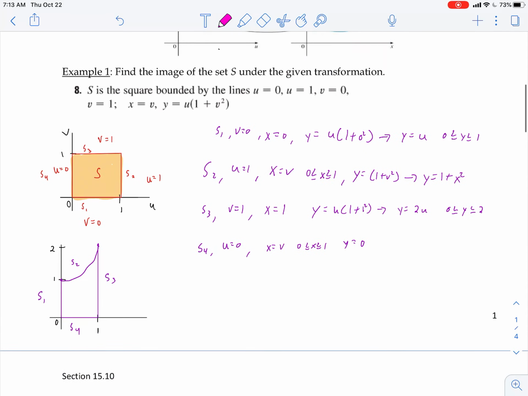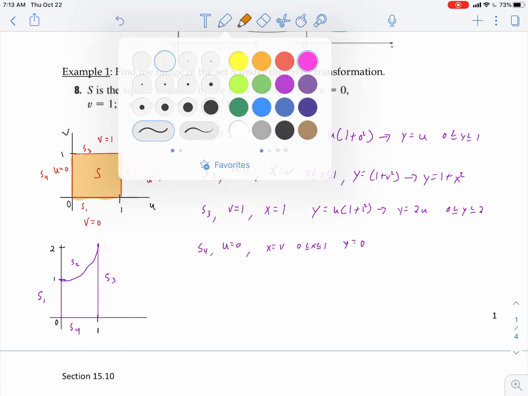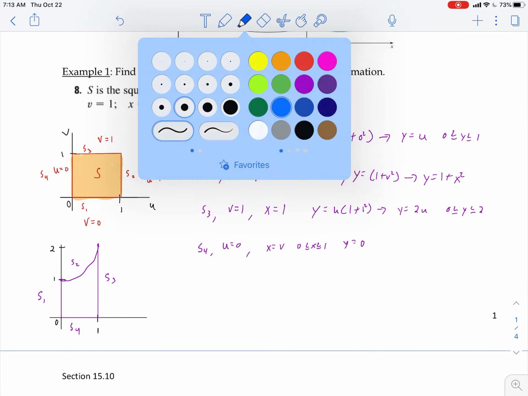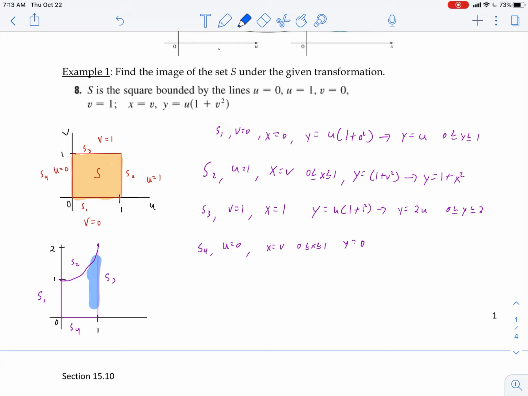All right, and so there's our original region that we would have been working with. Let's just see blue. So this is the original region that we would be working with, and that's region R.